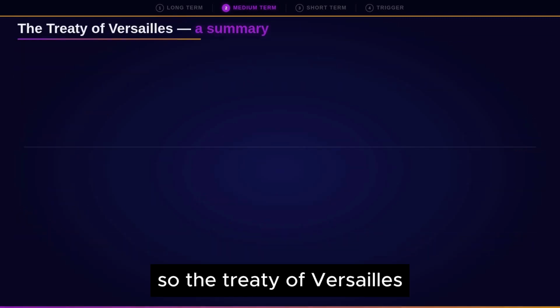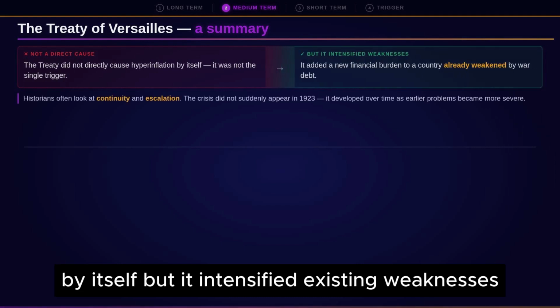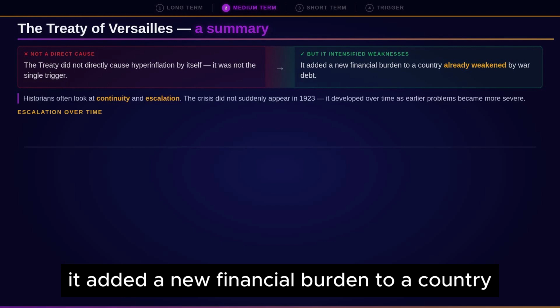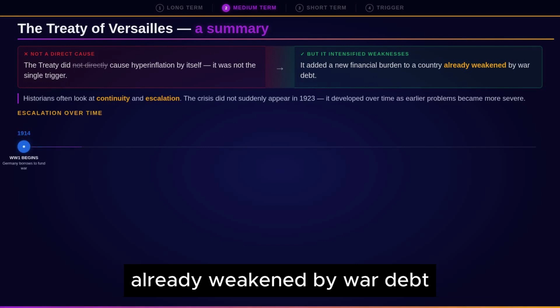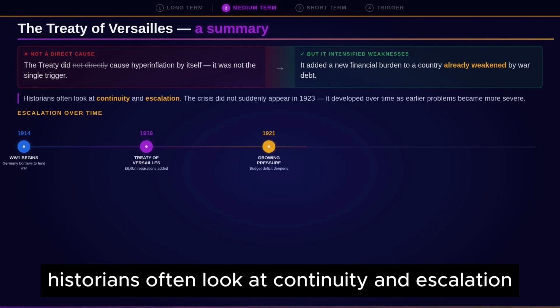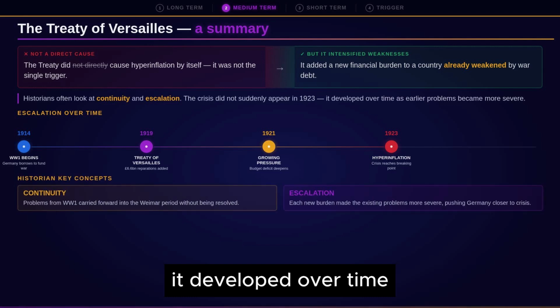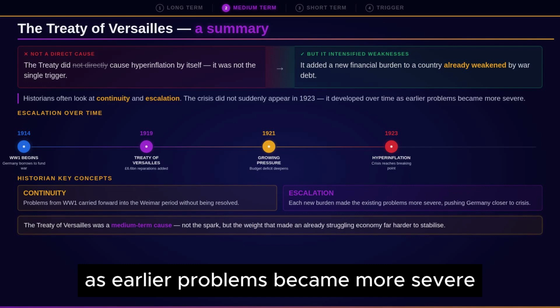So, the Treaty of Versailles didn't directly cause hyperinflation by itself, but it intensified existing weaknesses. It added a new financial burden to a country already weakened by war debt. This is important. Historians often look at continuity and escalation. The crisis did not suddenly appear in 1923. It developed over time as earlier problems became more severe.